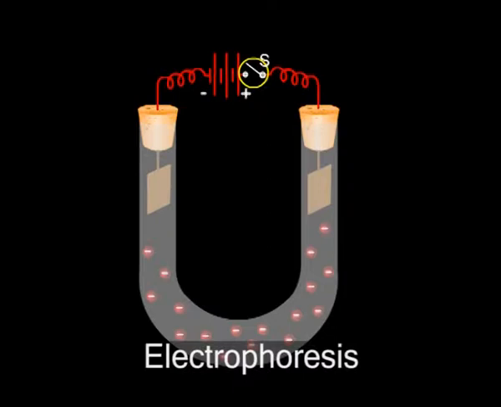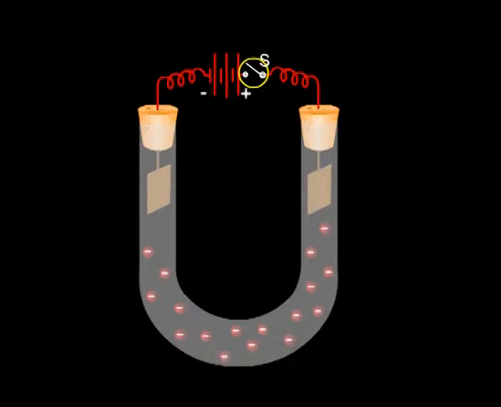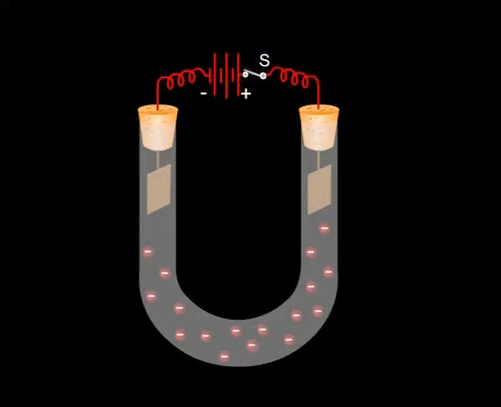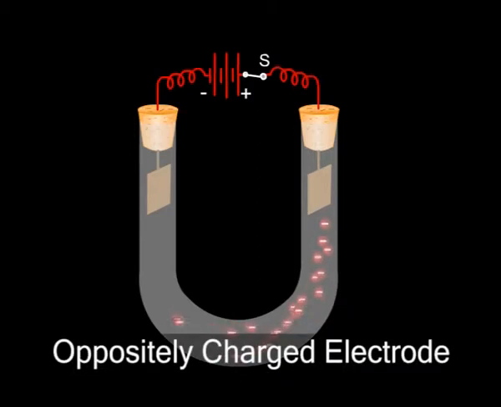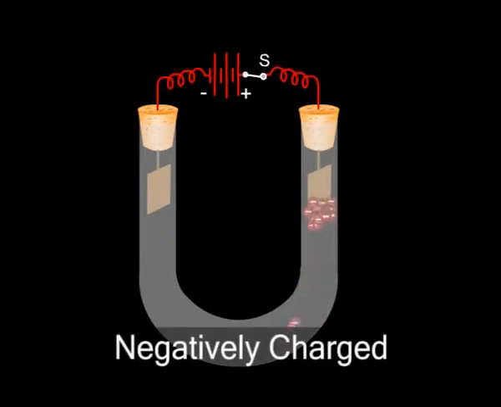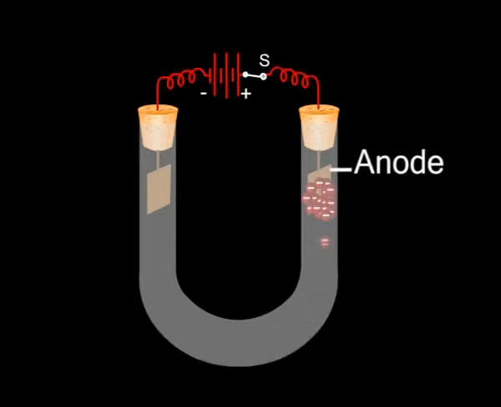Electrophoresis is carried out by placing the colloidal solution in a U-tube which is fitted with platinum electrodes. When electric current is passed, the charged colloidal particles move towards the oppositely charged electrode. A colloidal sol of As2S3 which is negatively charged will move towards the anode when placed in an electric field. Electrophoresis is an important phenomenon and finds several applications in industry.